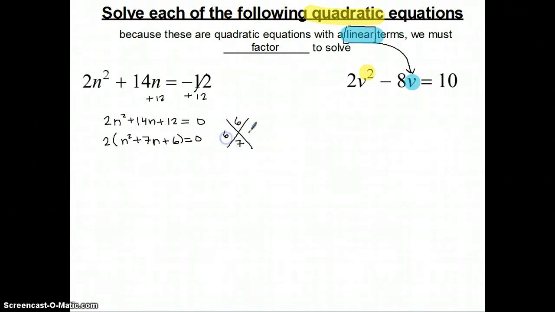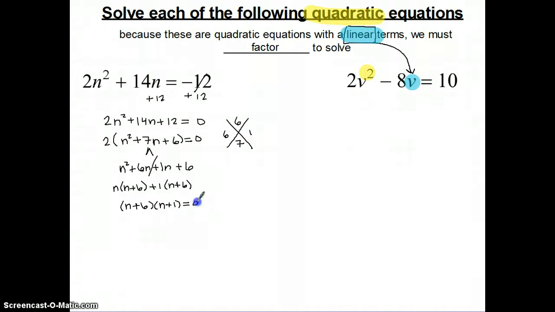My two numbers are 6 and 1. So I rewrite my 7n as 6n plus 1n. I still have a plus 6 behind and an n squared in front. I'm going to bring that 2 down later, so I'm just going to leave it alone for now. On the left, I take out an n, leaving me with n plus 6. On the right, the only thing I can take out is a positive 1, leaving me with n plus 6. Now, since those n plus 6's match, I may factor those out, and my second parentheses is an n plus 1.